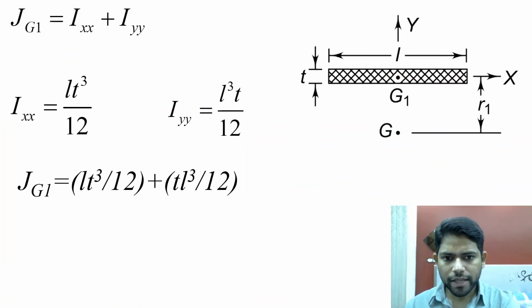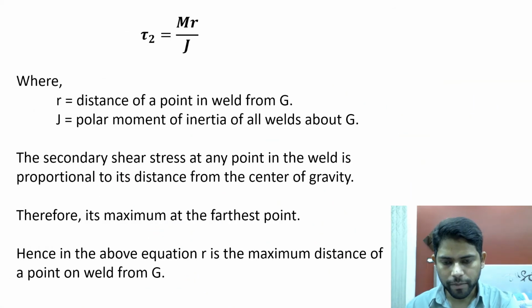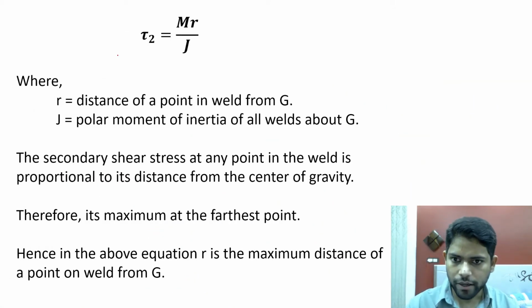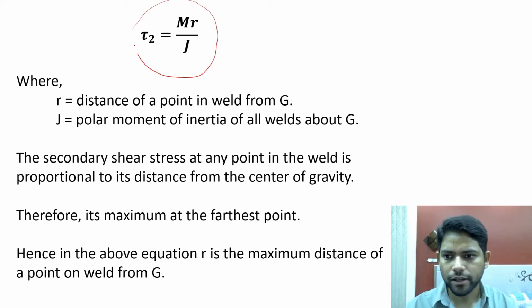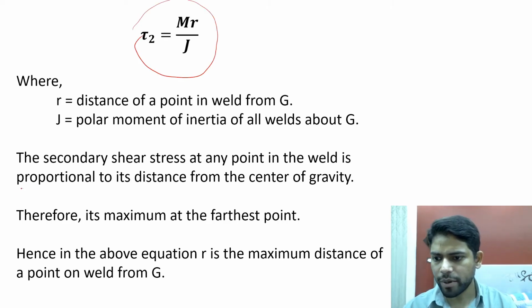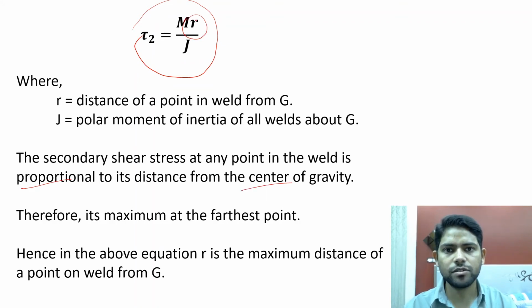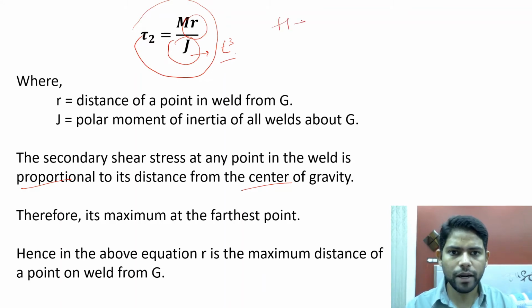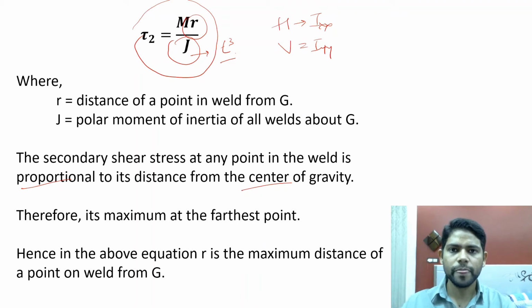Now, to summarize what we have learned till now for calculating the secondary shear stress: your secondary shear stress is directly proportional to the distance r, and you have to take the maximum distance in order to get the proper strength of the weld. And while calculating the polar moment of inertia, you are going to neglect the term having T cube. For the horizontal weld, it will be Ixx, or the second moment of area about the x-axis, and for the vertical weld it will be Iyy, or the second moment of area about the y-axis.